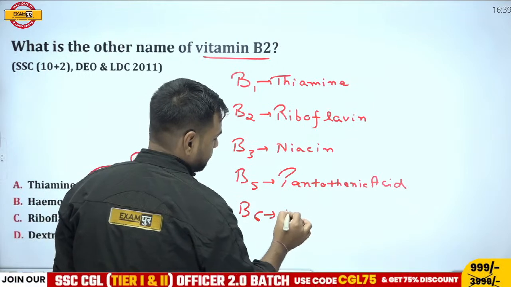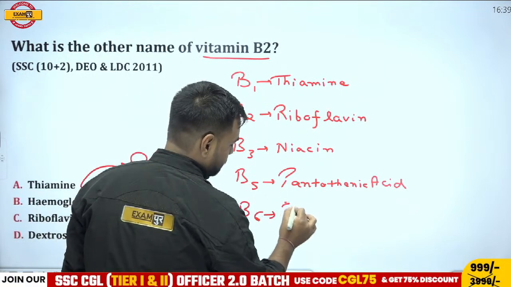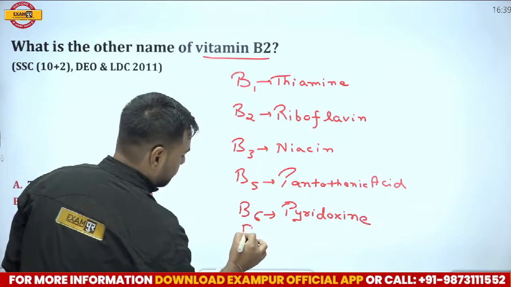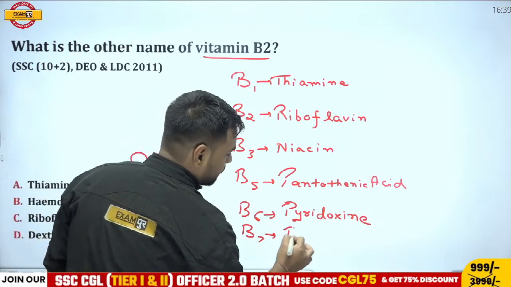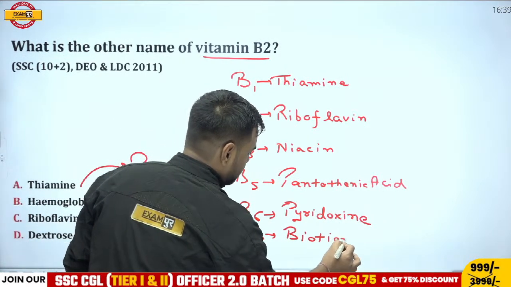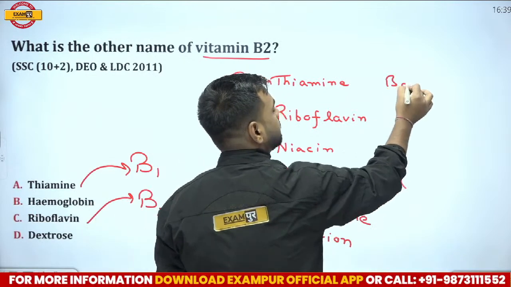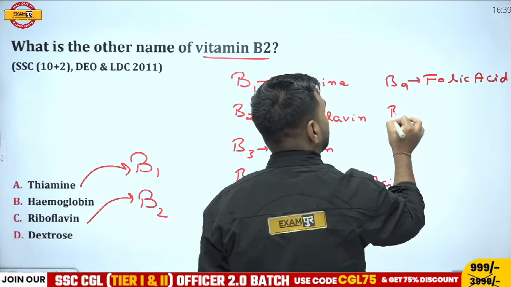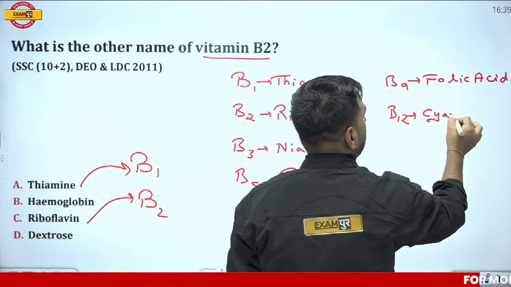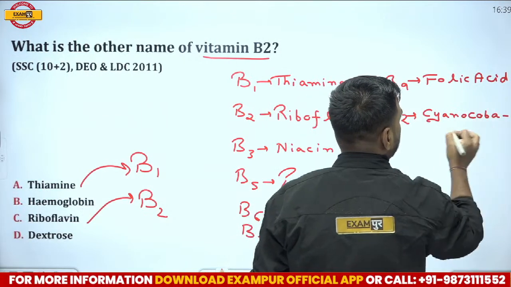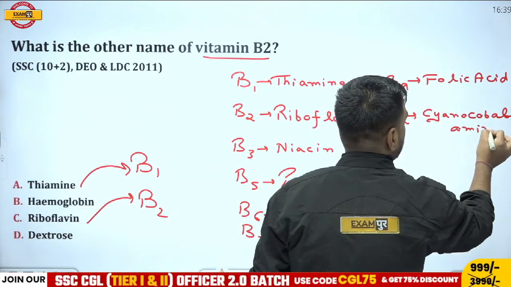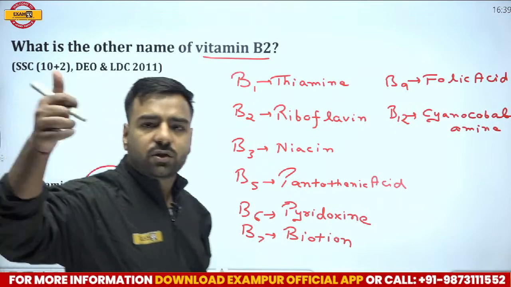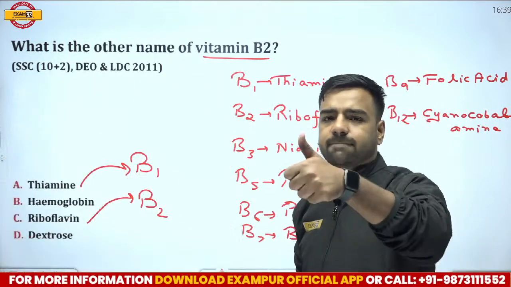We have B6, pyridoxine. B7, biotin. We have B9, folic acid, and then we have B12, cyanocobalamin. So these are the important names. Acha, you're talking about B1, great, awesome. So Jarsha and Kiran, both of you are correct.